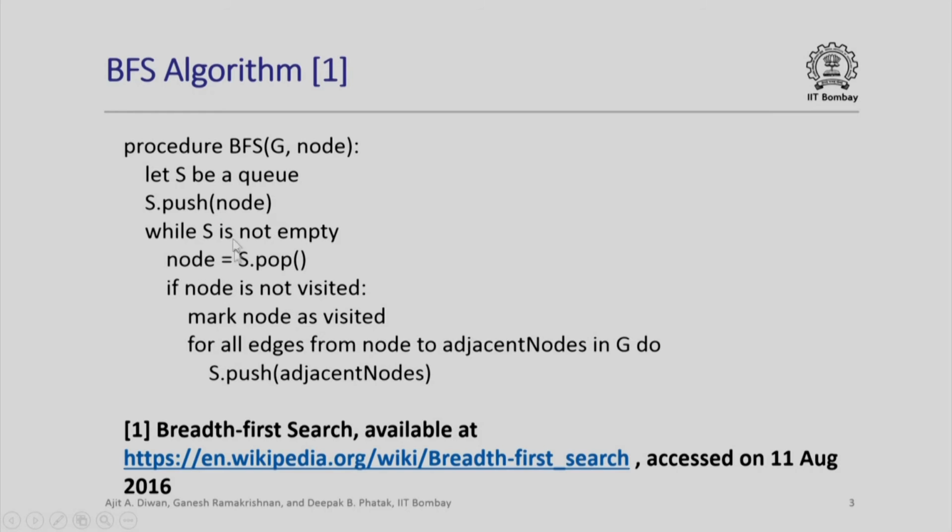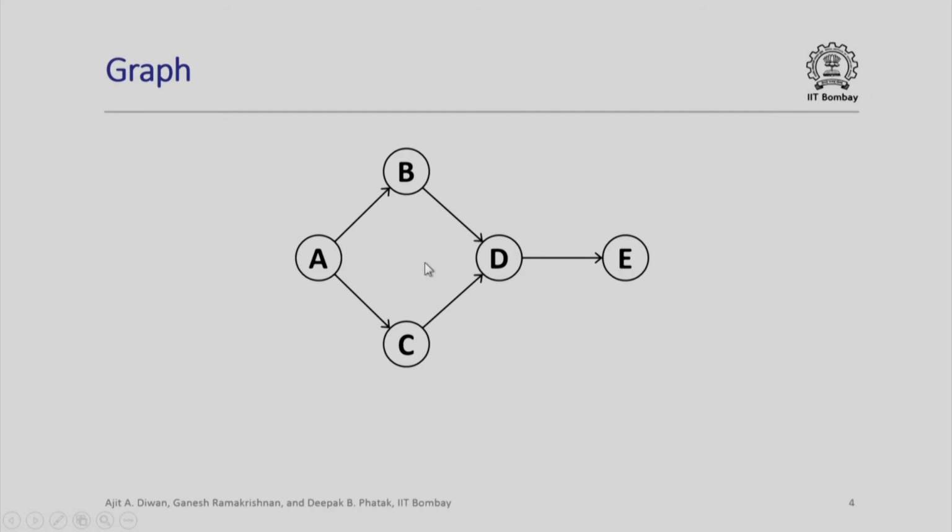So, just by using S as a queue rather than a stack, what gets implemented using exactly similar logic that we had seen earlier becomes the breadth first search. Let us look at a demonstration. Here is the same graph that we had seen earlier with 5 nodes. We start with A.